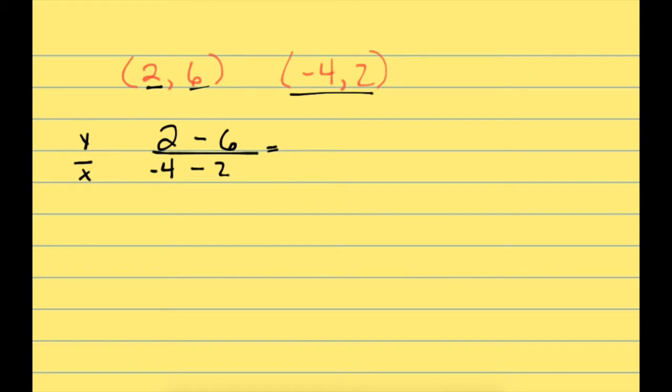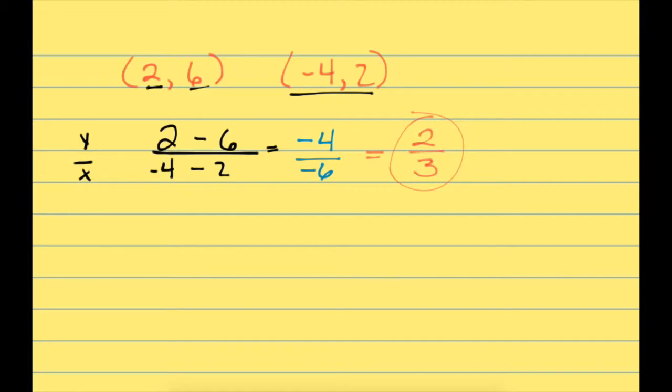2 minus 6 is negative 4. And negative 4 minus 2 is negative 6. And what does that simplify to? Positive 2/3. That is our slope.